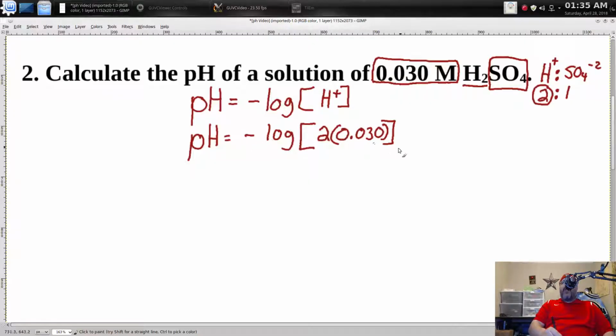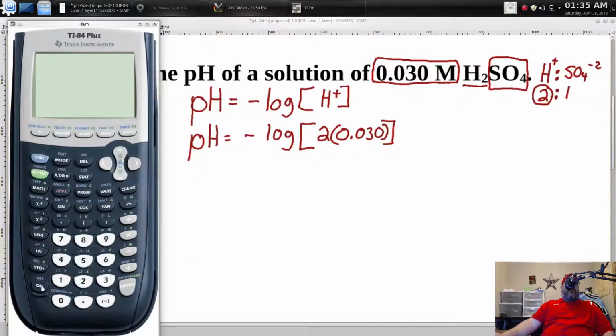All right, so let's go ahead and punch this into the calculator. Here's our calculator. We'll turn it on, make sure everything's cleared out of the way. We have the negative log of 2 times 0.030. Close those parentheses. Now press enter. And this time we get a pH of, let's write all this down.